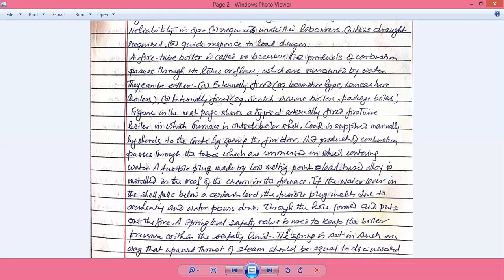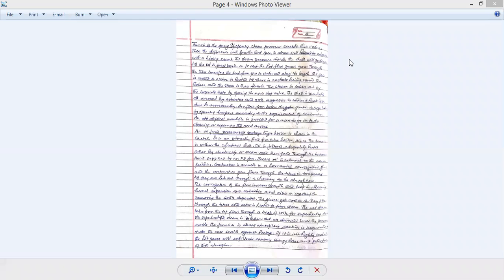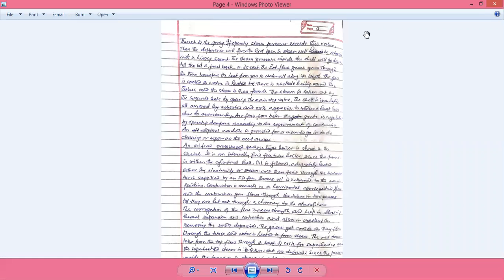A spring loaded safety valve is also used to keep the boiler pressure within the safety limit. The spring is set at such a value that the upward thrust of steam should be equal to the downward thrust of the spring itself.